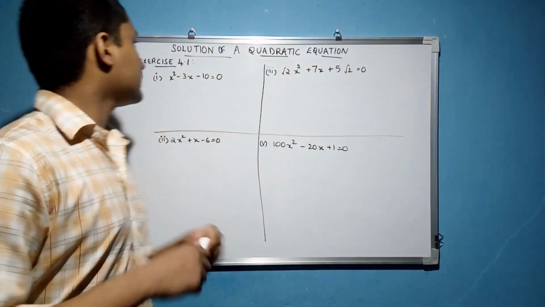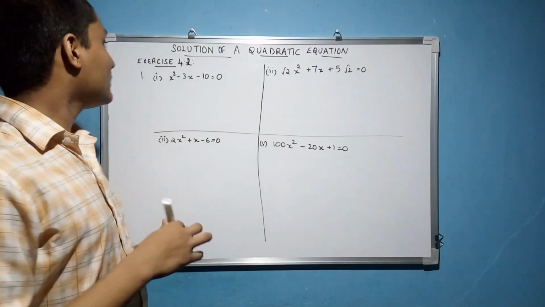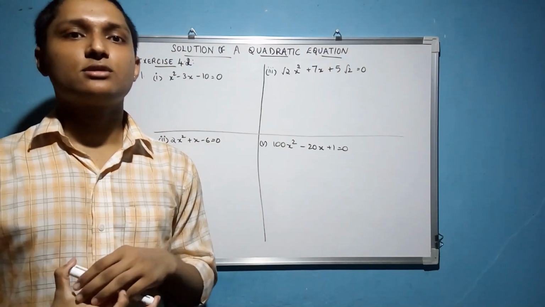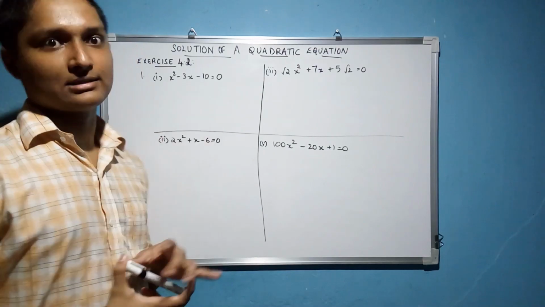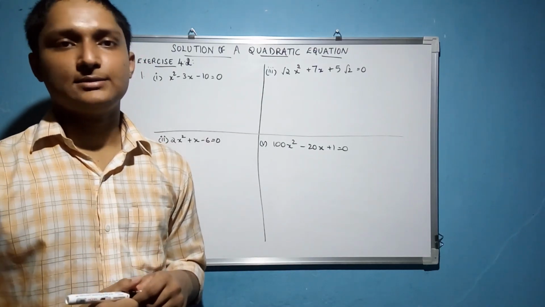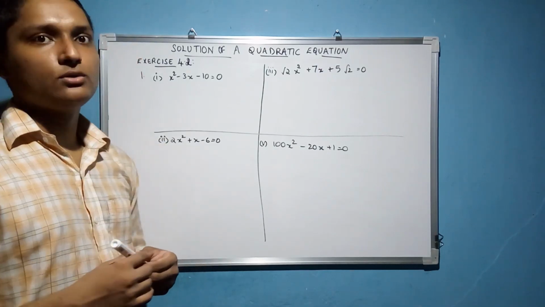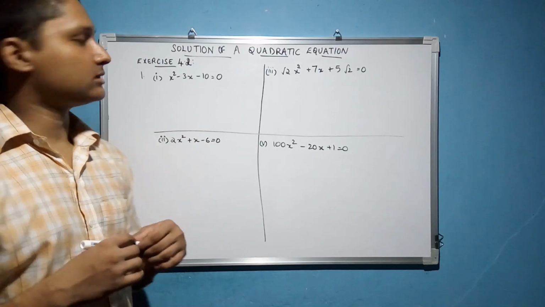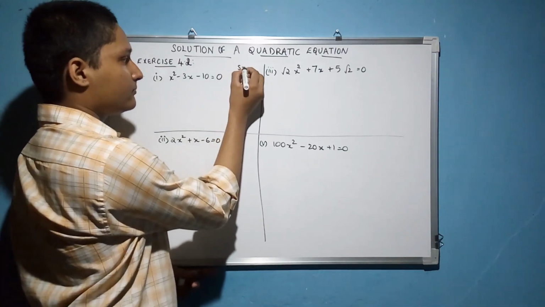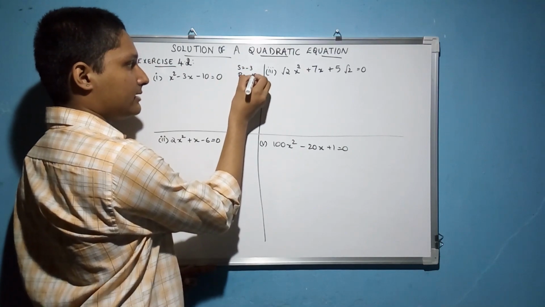Okay, now we have our exercise 4.2, right? 4.1 only. 4.2, you have the first question. You are just asked to solve this quadratic equation based on the factorization method. That was the only thing we learned now. So first of all, we need to know the sum and the product. The sum should be minus 3 and the product should be minus 10.